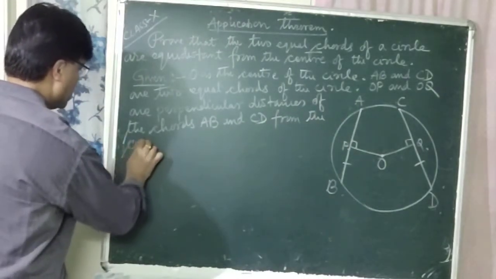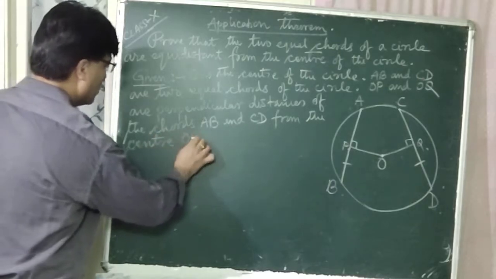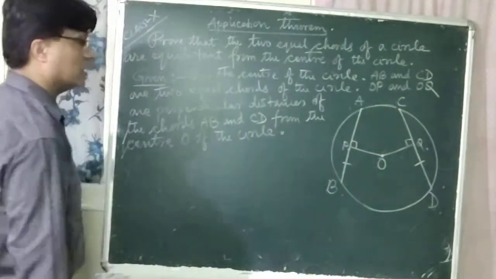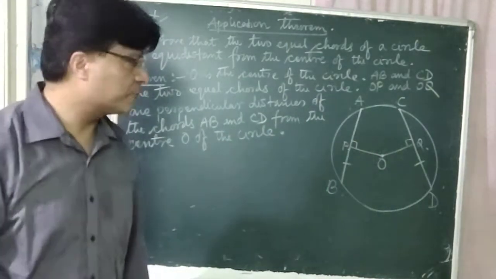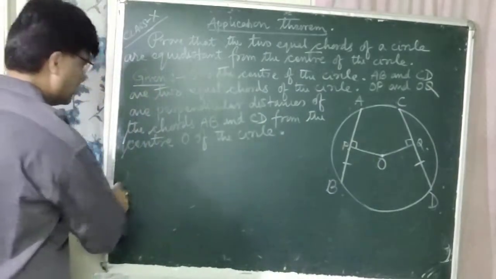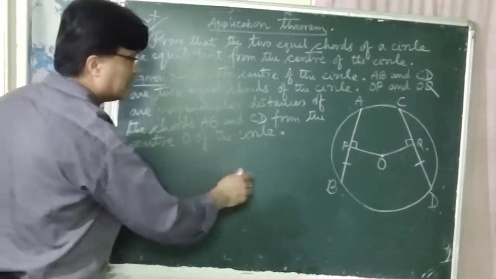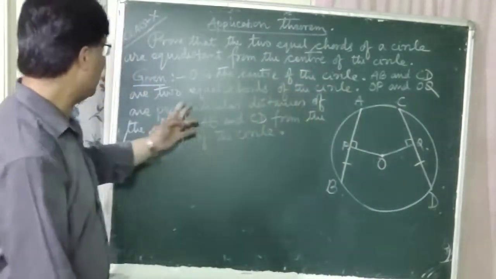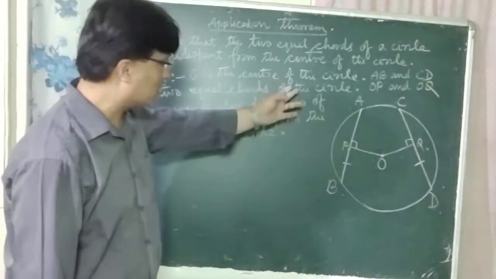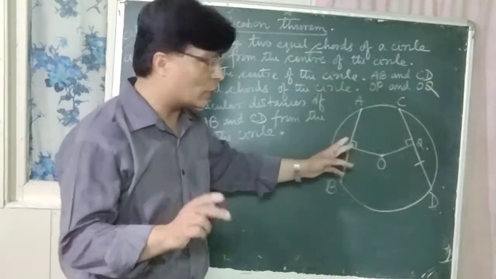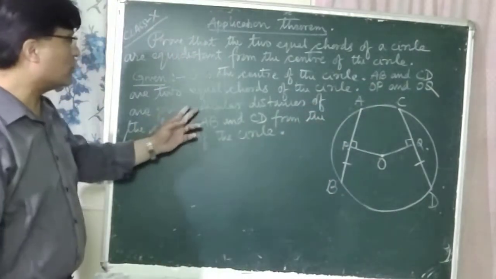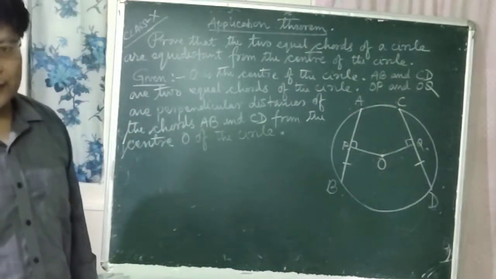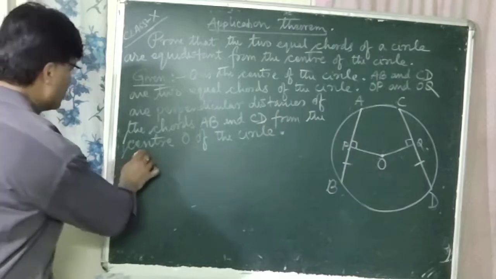From the center O of the circle. Is that clear now? So now what is to be proved? So these are given out here. यहाँ अघि मैले जे बनाए सबै यहाँ लेखियो. O is the center of the circle. AB and CD are two equal chords of the circle, isn't it? AB and CD से दुईटा equal chords हो. And then OP and OQ are perpendicular distances of the chords AB and CD from the center O of the circle. ठीक छ? अब to prove के prove गर्नुपर्छ हामीले?